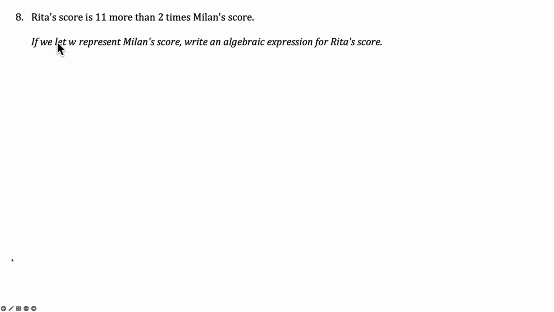first. If we let W represent Milan's score, then immediately go up to where it says Milan's score and put a W above it or below it. So this is going to be 2 times W. You have Rita's score is 11 more than, keyword than, 11 comes last. So plus 11, here's my blank. What's in my blank? More than 2 times W. Well, 2 times W is 2W plus 11.